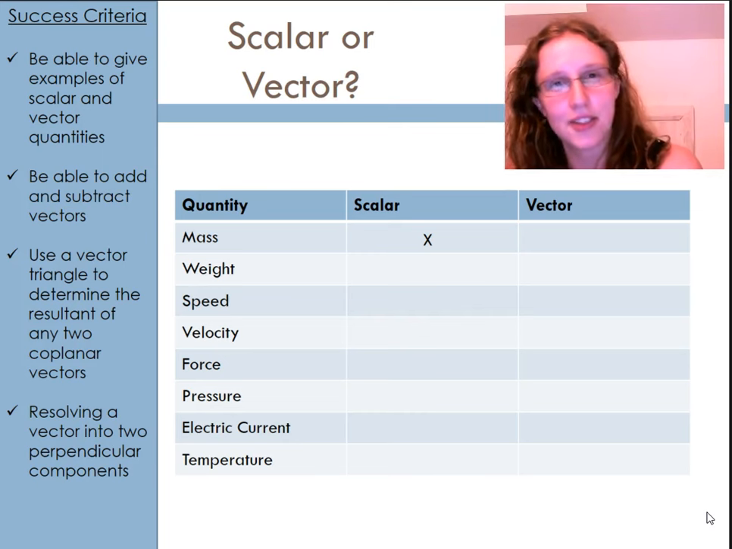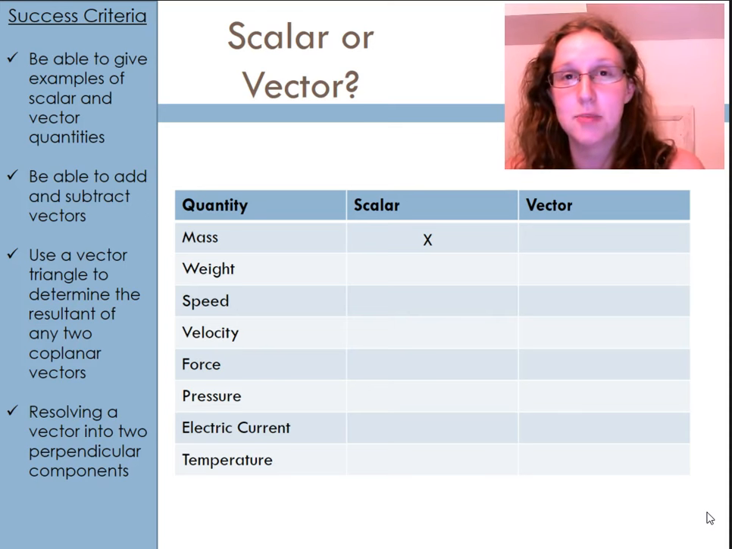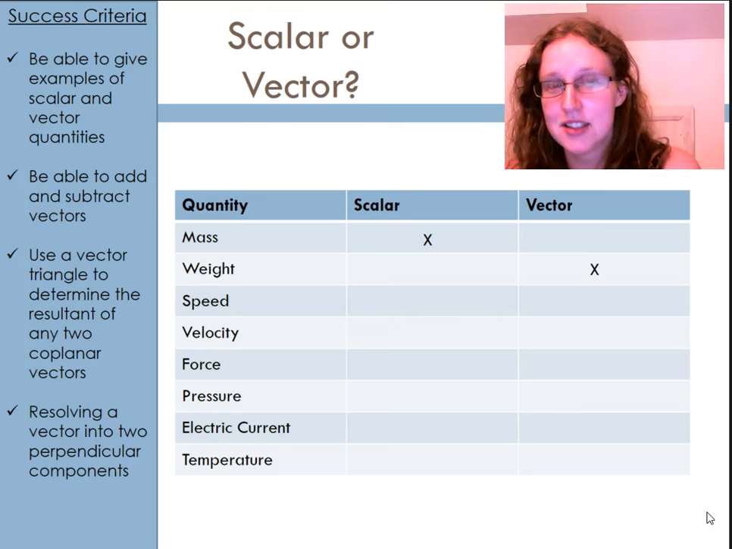Weight, on the other hand, hopefully we do know that there's a difference between weight and mass. So weight, its direction does matter because weight is the force of gravity acting on your mass. And that's got to be acting towards, if we're on Earth, the centre of the Earth. So its direction does matter because it's a force. So it is in fact a vector quantity. Next up is speed. Speed is just the rate at which your distance is changing. So distance over time. That is a scalar.